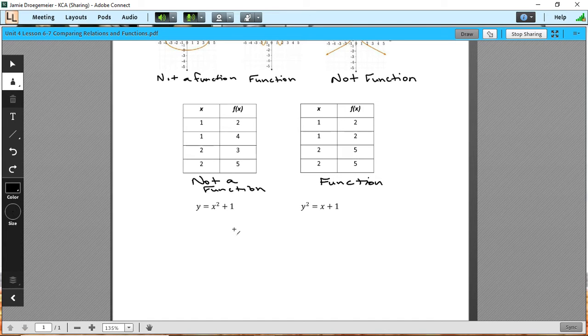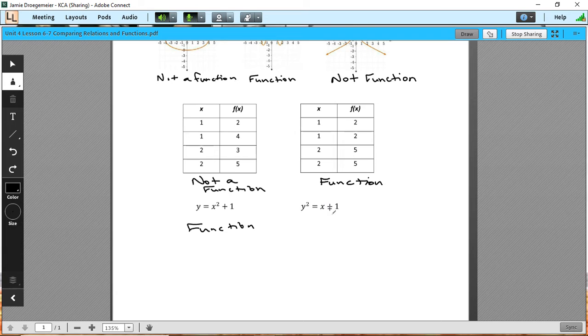Am I ever going to have 2 different outputs for an input? And so when y equals x squared plus 1, if I plug in a value for x, I'm always going to get just one value for y. If I plug in 1, 1 squared plus 1 is going to be 2, and so on. So this one's a function, and we're going to graph these as well just so we can see it that way too. But I'm never going to get more than one value of y for an x value.